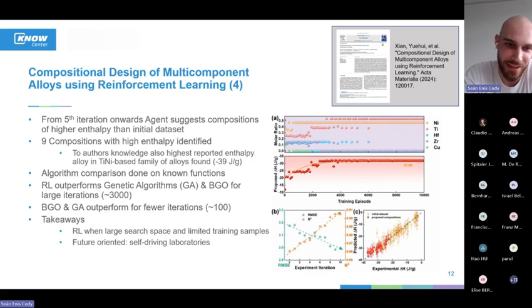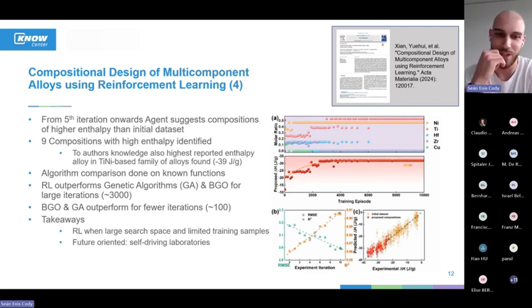And the main takeaways here were that reinforcement learning is highly applicable when there is a large search space and limited training samples, using the setup with the surrogate models. Also, they mentioned that in future-oriented self-driven labs, which is really cool, the synthesis could be done automatically, and you would have the reinforcement learning agent propose new options and automatically do the actual experiments, feed that back into the surrogate model, and reiterate.